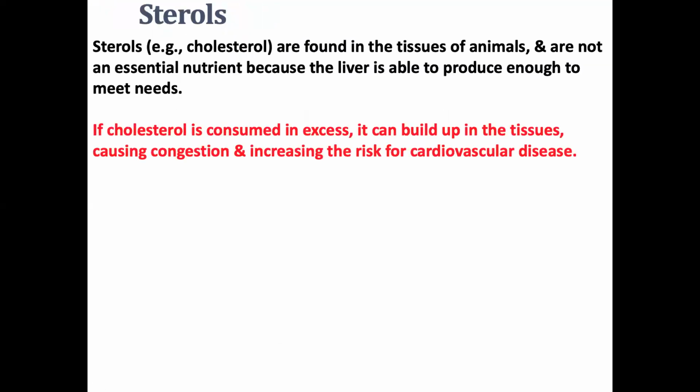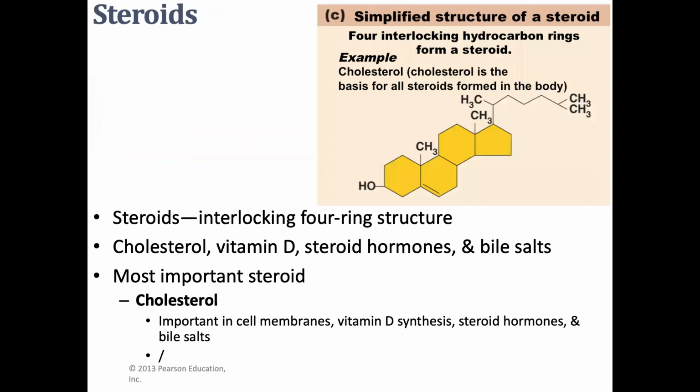Sterols are in the tissues of animals and are not essential nutrients. We can make them from other things, but we get them from our dairy and our meat. If we take in too much of it, it can build up in the arteries and promote cardiovascular disease and increase the risk of heart attack and stroke. This is what steroids look like. Cholesterol is shown here.